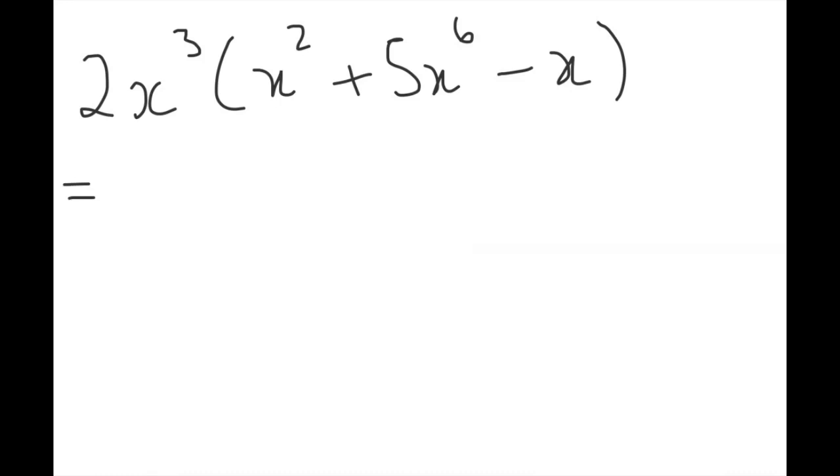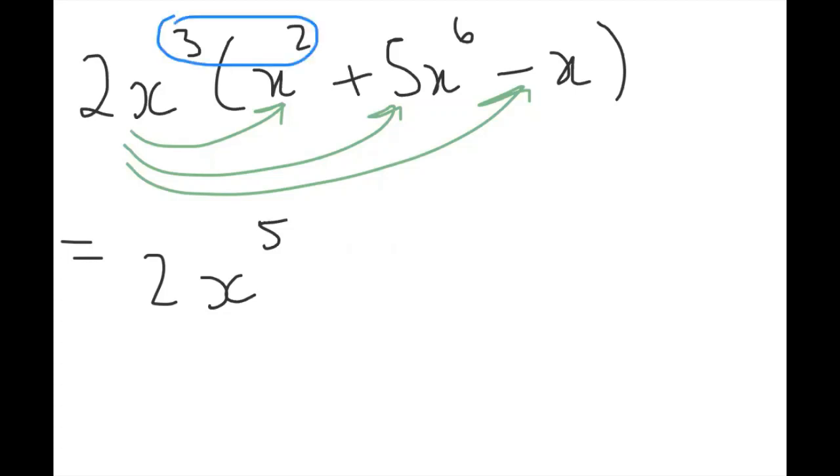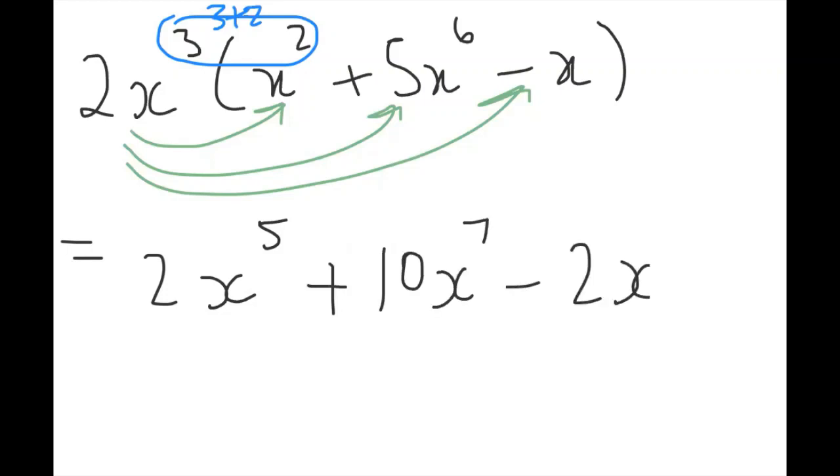So let's do this. Remember, it is first this times that, then the second one, and then the third one. So the answer is going to be 2x to the power 5, because remember, I'm going to add that up, 3 plus 2, and I'm going to do the same with all the other ones. The next one is going to be 10x to the power 7, and then minus 2x to the power 4. Let me just remove this blue over here.